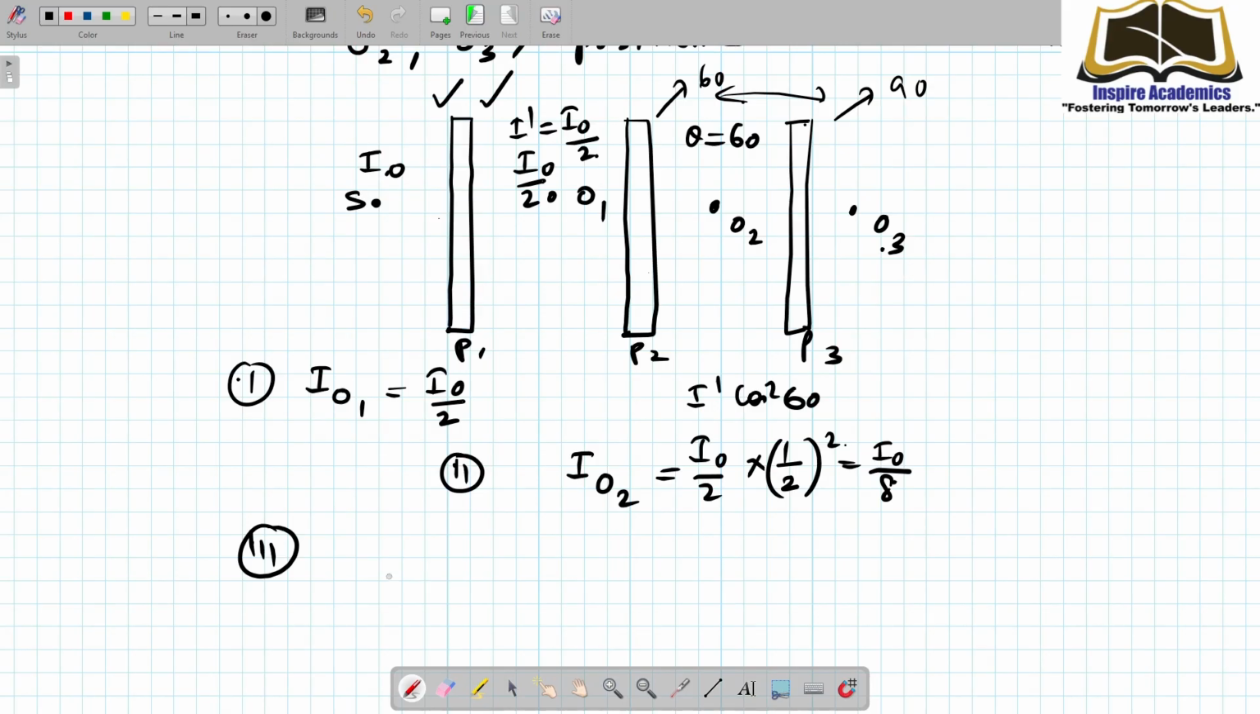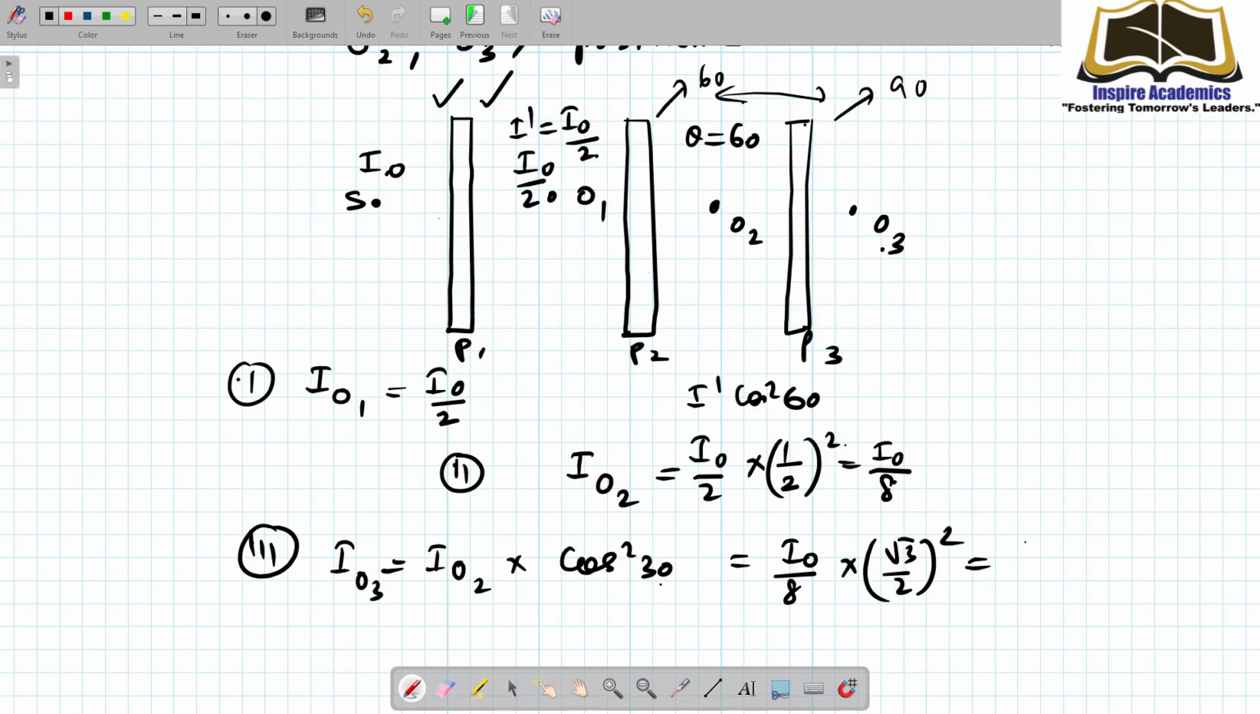Okay. So here it will be IO2 multiplied by cos square 30 and that will be IO3. समझ रहे हैं? So I naught upon 8 times cos 30 is what? Sin 60, root 3 by 2 whole square. So it will be 3 by 4 times I naught upon 8. So it will be 3 I naught upon 32. Is this clear or not? So this is how you have to analyze. All right.